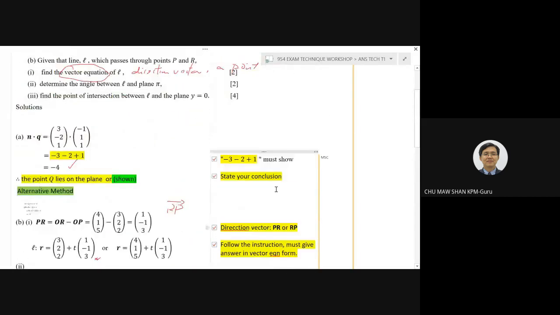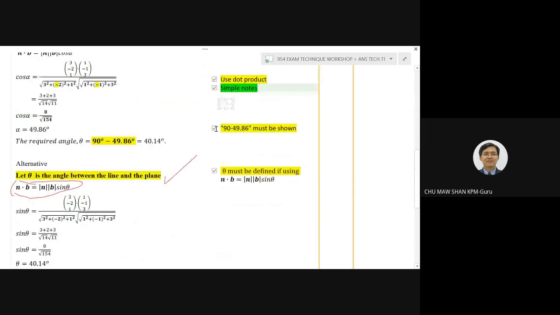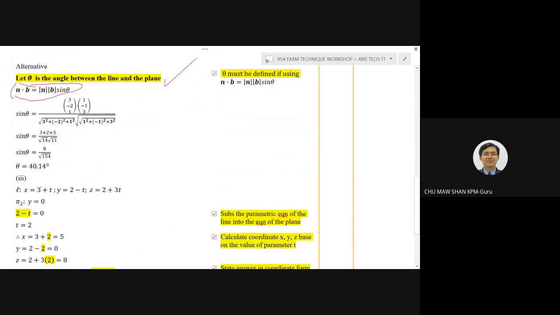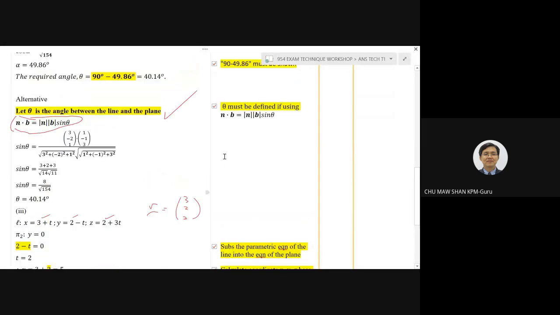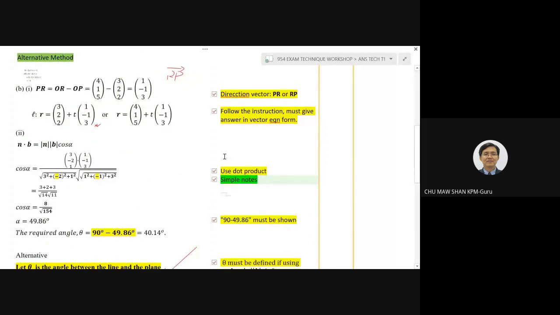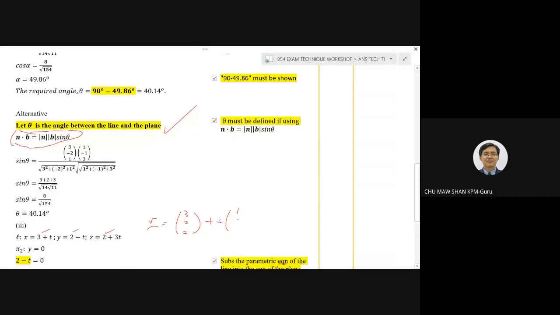Finally, we look at number 3. Find the point of intersection between the line and the plane. So the plane is very simple: y equal to 0. But the line, if we give it in the form of a parametric equation, the line just now is r equals to what? (3, 2, 2) plus t (1, -1, 3), right?